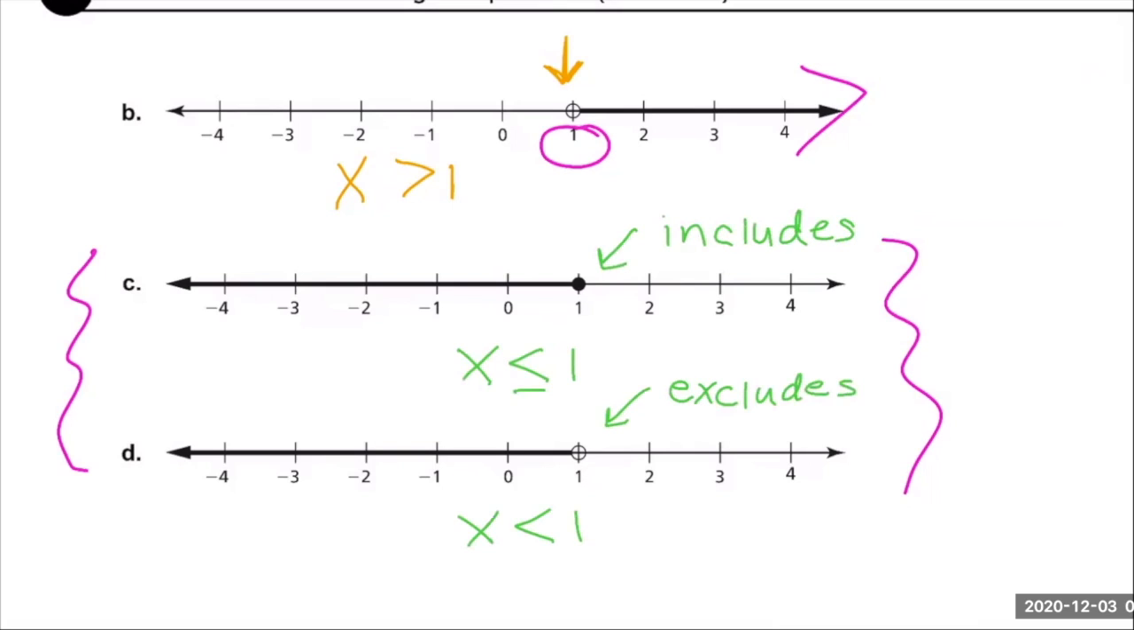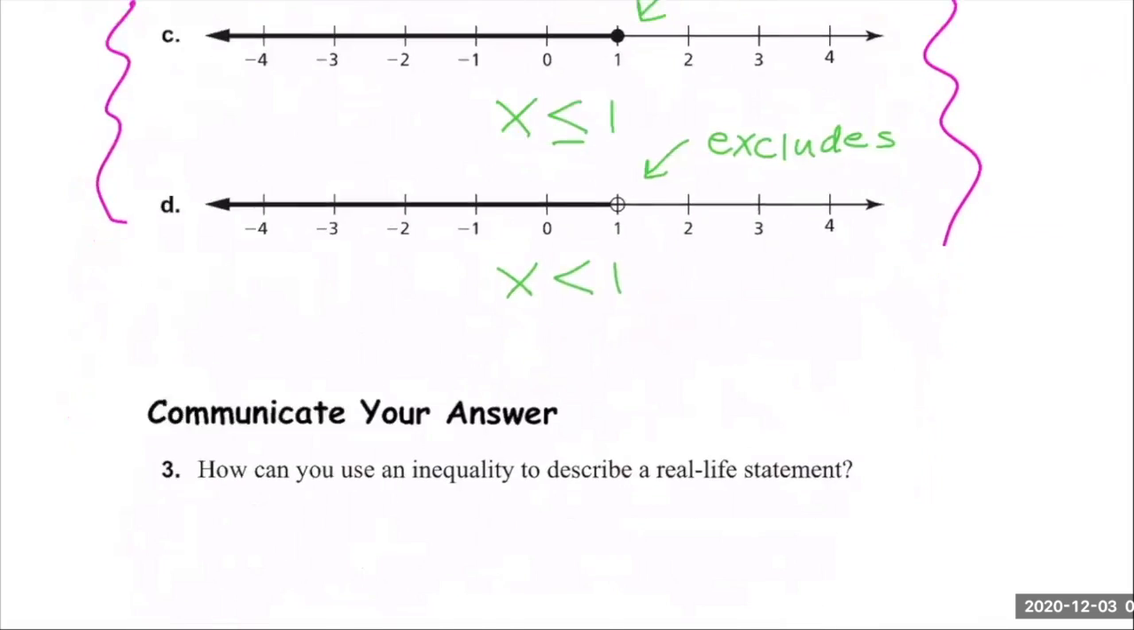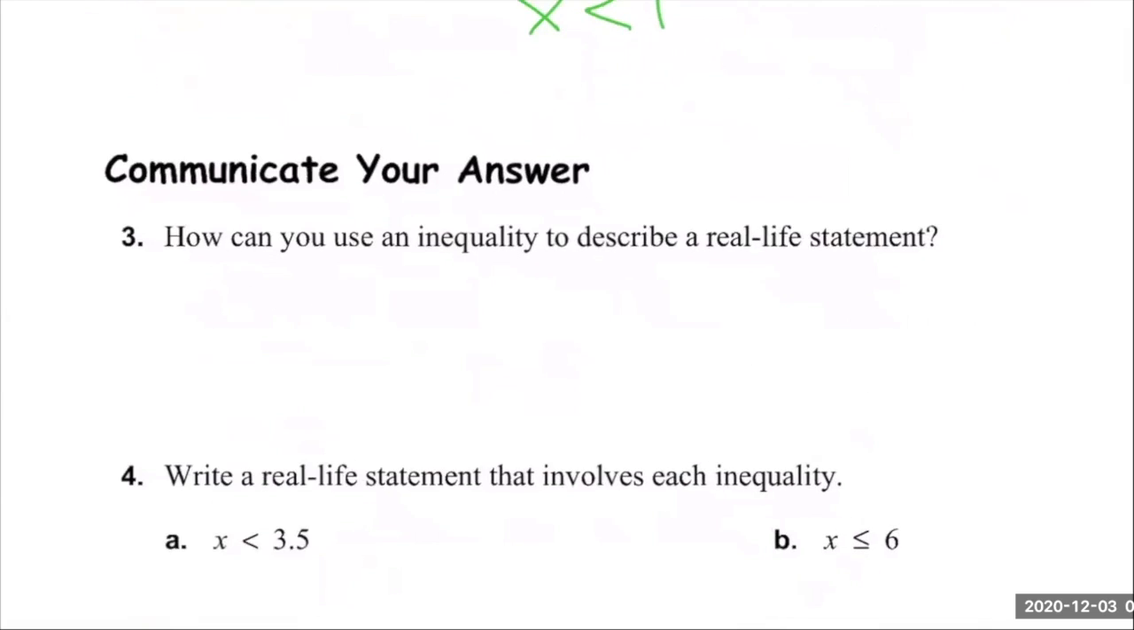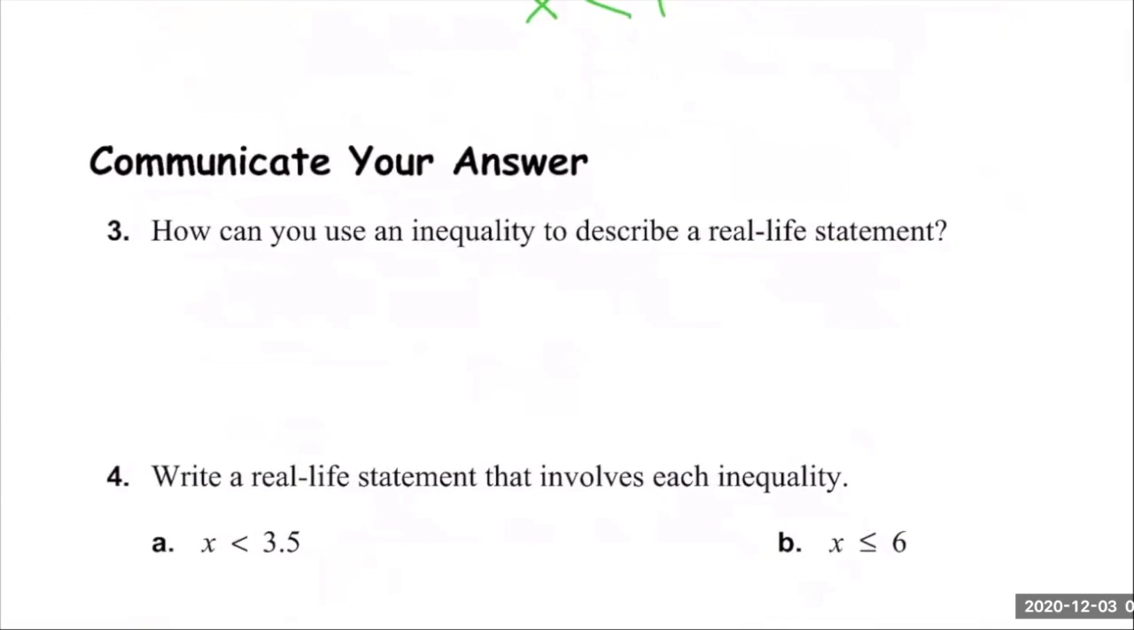So if you paused it here and you're just coming back, you'll see that we got x is less than or equal to 1. And then for D, x is less than 1. So how can you use an inequality to describe a real life statement? So this is when you're comparing two different things to say, okay, I don't have an exact amount, but it can go anywhere in between here.